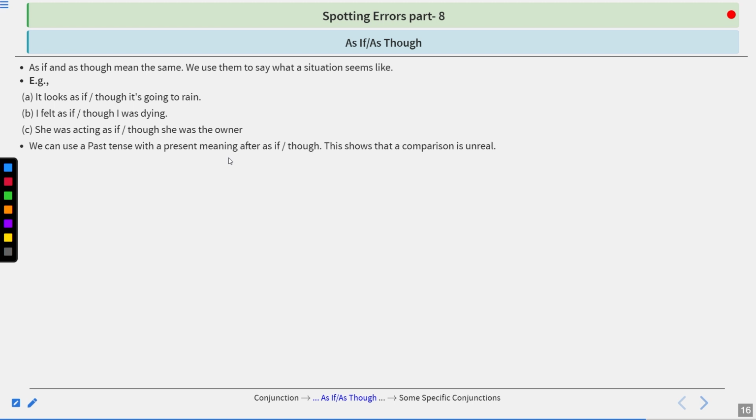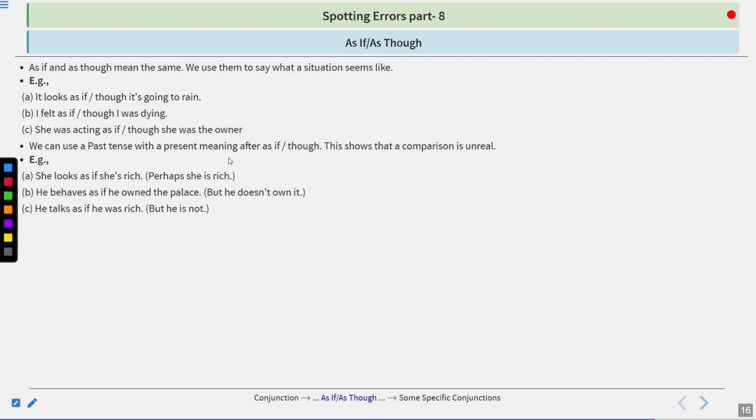We can use a past tense with the present meaning after as if, as though. This shows that a comparison is unreal. She looks as if she is rich. Perhaps she is rich. He behaves as if he owned the palace, but he does not own it. So we are talking about unreality. He talks as if he was rich, but he is not. So we have used past tense here.